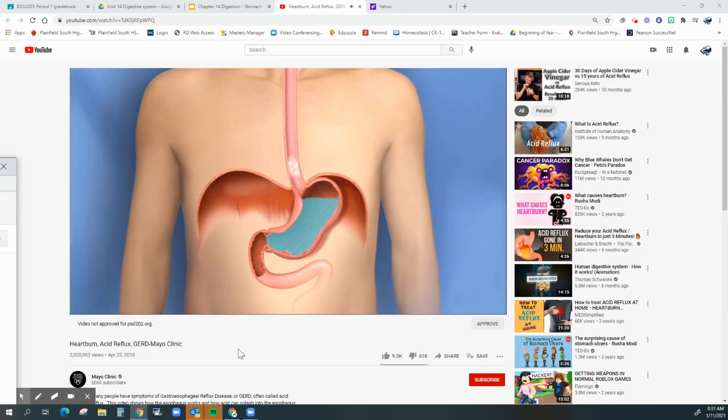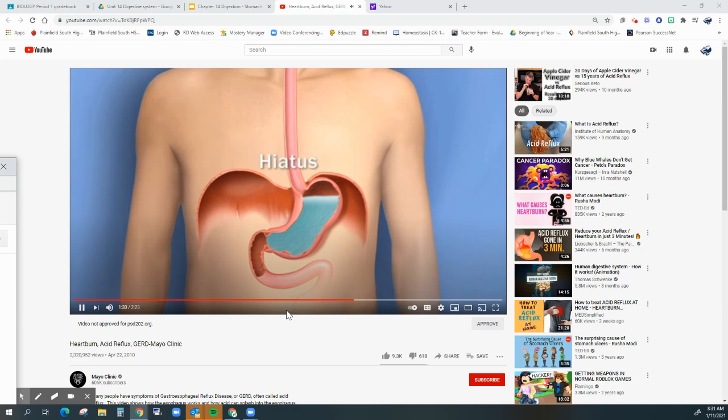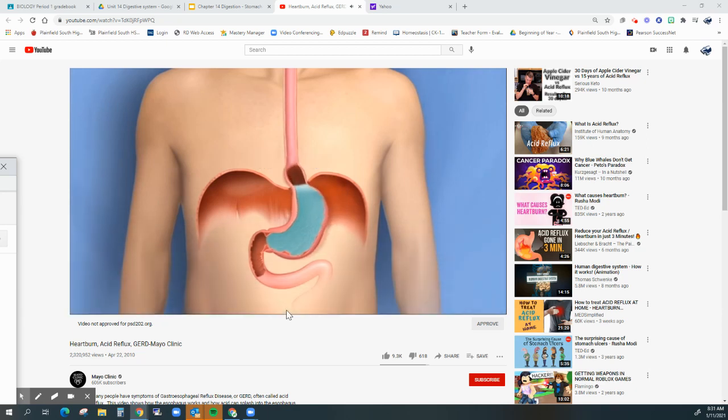It's not uncommon for the valve to become weaker, so it doesn't close tightly. That allows acid and partially digested food to come up into the esophagus. Sometimes the diaphragm weakens around the esophagus, allowing the hole to become larger. This hole is called the hiatus. When it becomes larger, part of the stomach may bulge through it. This is called a hiatal hernia.